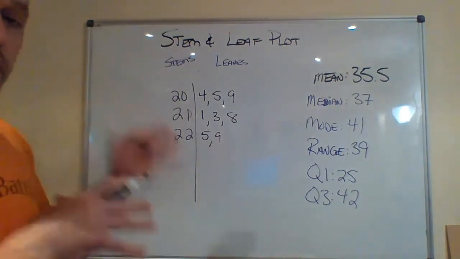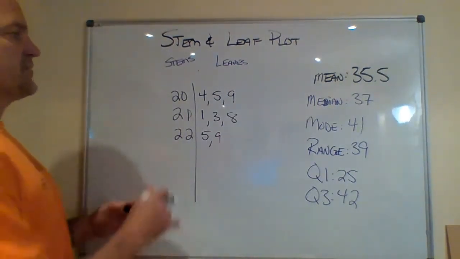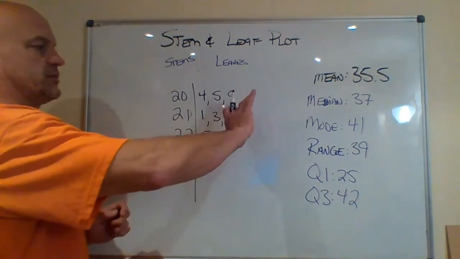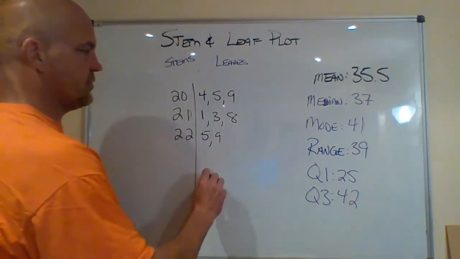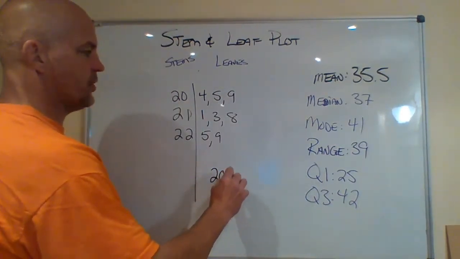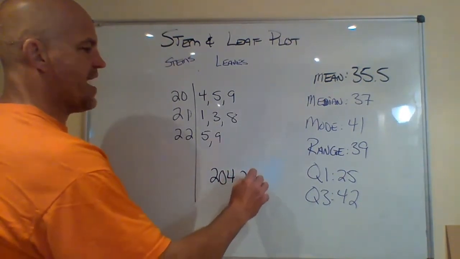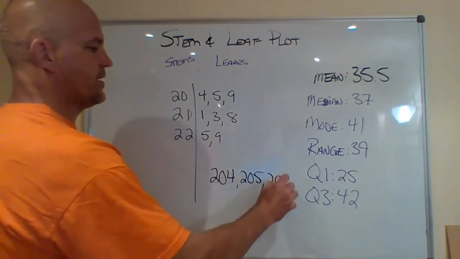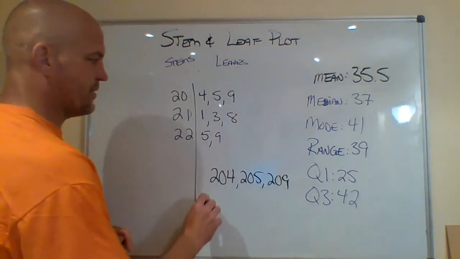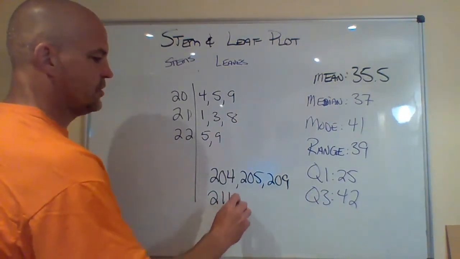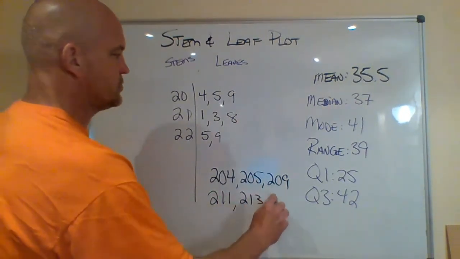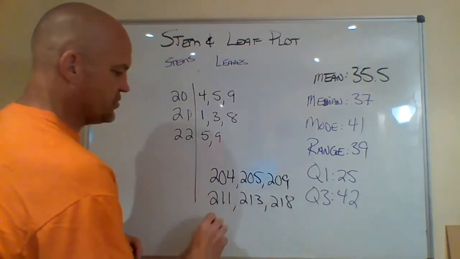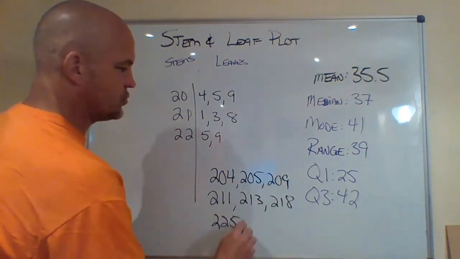Keep in mind that it's still the same process. The difference is now your leaves are your single digit. So the first piece of data you would have would be 204, then 205, then 209. Then when you drop down to the next, that represents 211, 213, 218, and then 225 and 229.